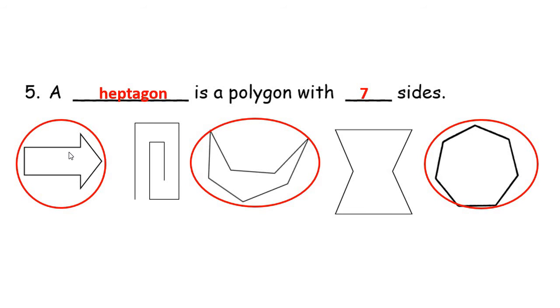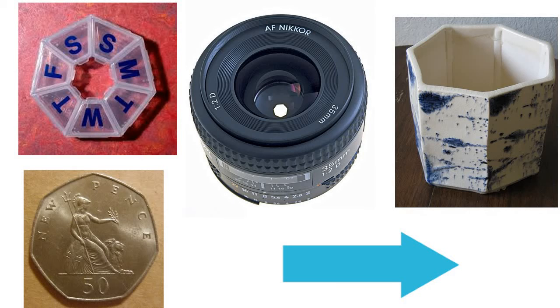The most common example we have of a heptagon is an arrow, as well as these 2 other shapes. Notice that this one would be considered a regular heptagon because the sides and angles are all equal. Heptagons are less common in real life, but I did find a couple examples of them.